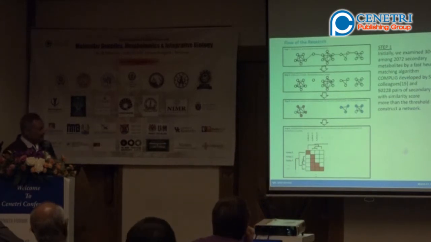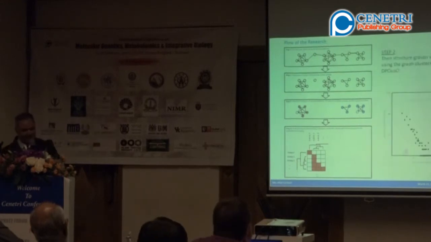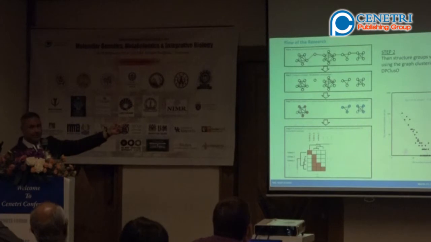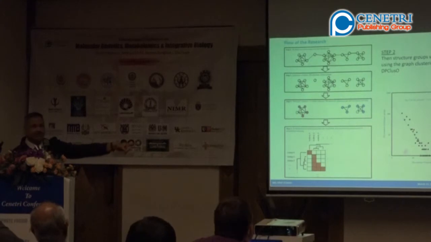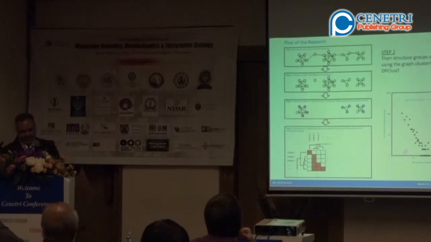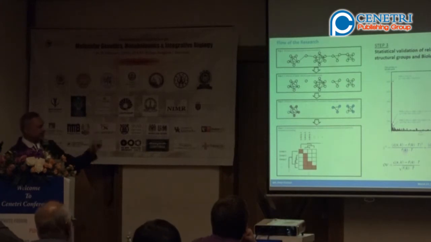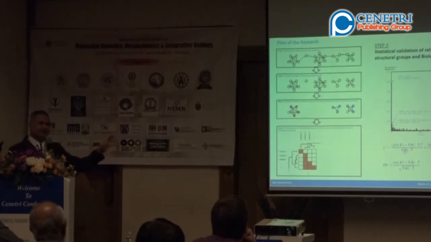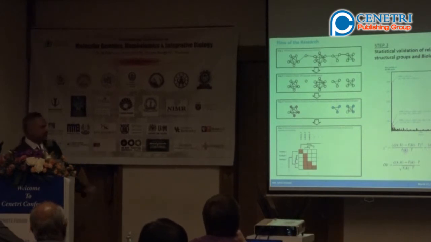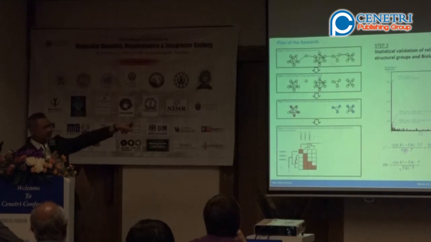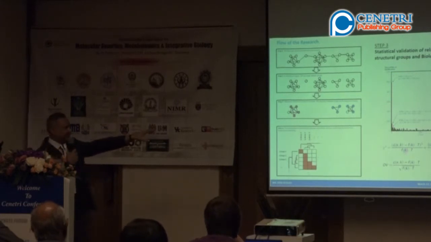Now, after developing the network, in step 2, we tried to cluster it using DPClus O, and we found that many clusters are of a smaller size, but few clusters are of bigger size, and we found this relation from the power law. In step 3, we tried to find statistically significant clusters, that is, the clusters which are enriched by similar activity metabolites, because each cluster consists of similar structure metabolites. Now we try to find which clusters are enriched by similar activity metabolites using the chi-square test, and we also applied FDR to select statistically significant clusters.